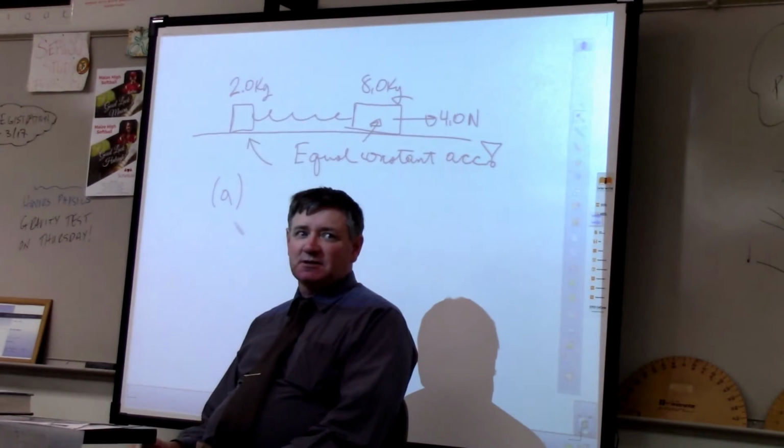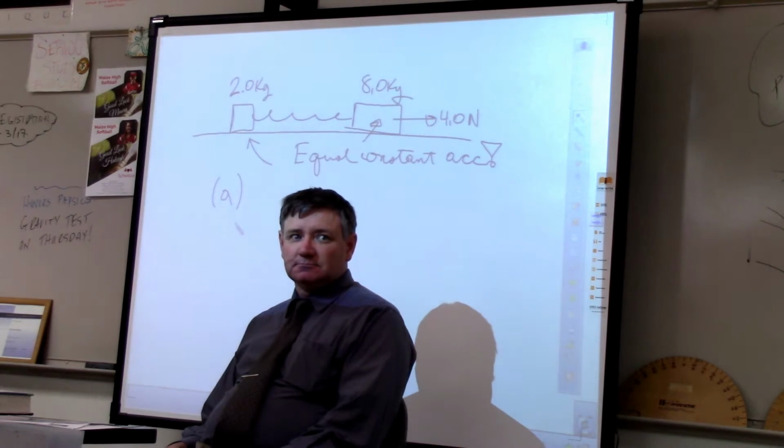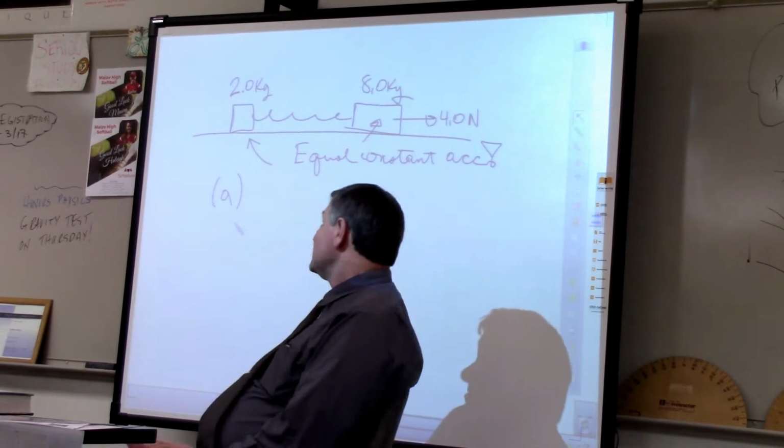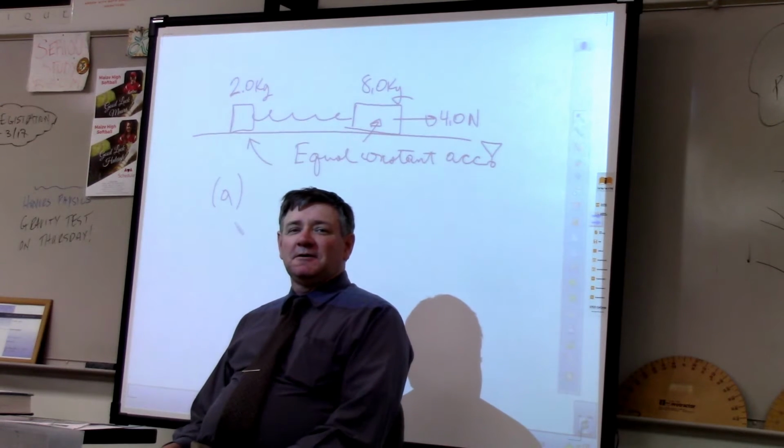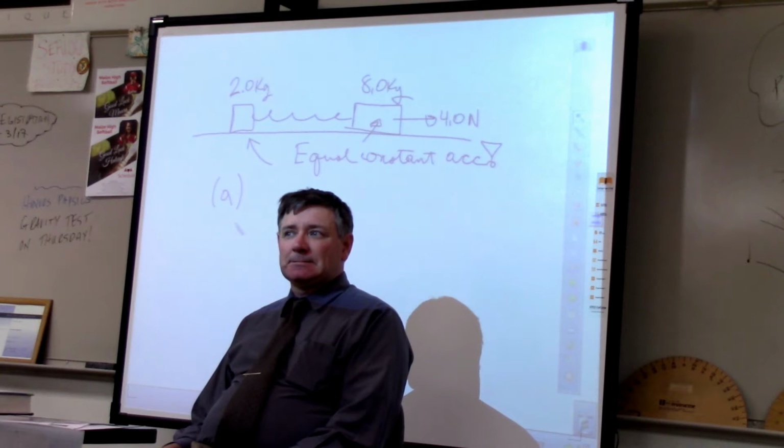Where do you start? You've got a force, you've got two masses. I found the acceleration on the big mass first, as if there were no other mass, as if the 2 kilogram mass didn't exist. That's what I did. Wait, uh-oh. I found the system.